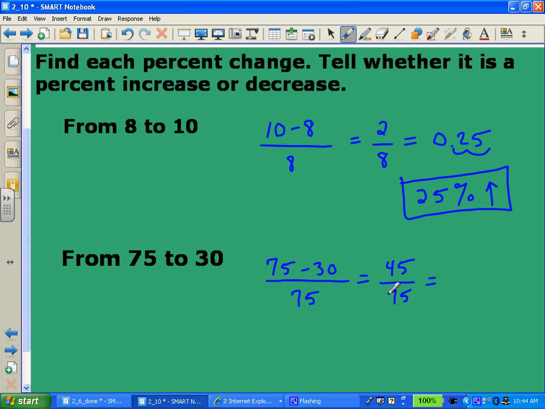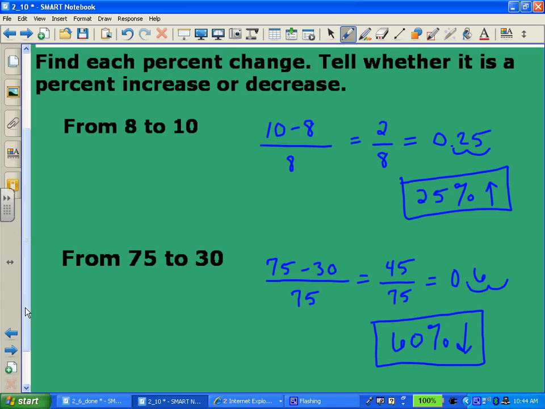Well, 45 divided by 75 is 0.6. So if I change that into a percentage, 60%. Now I went from 75 to 30, so I get smaller, so it's a decrease, so I'm going to put a downward arrow.